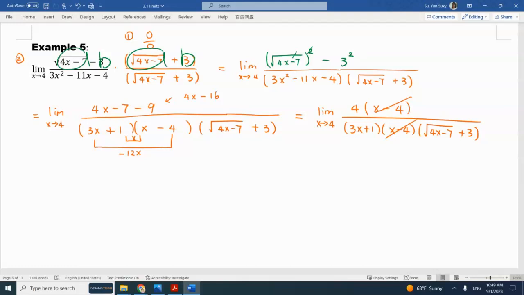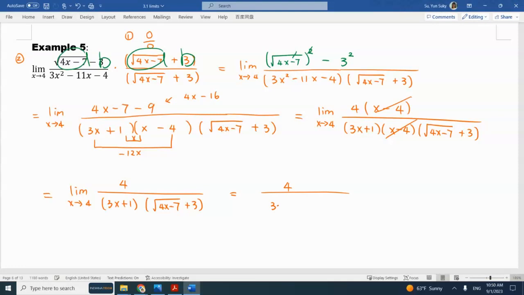See, this problem is like a combination of the two problems we learned before. The numerator, you multiply by the conjugate. The denominator, you need to factor out. But you see the bad guy, you cancel the bad guy, then you can plug in the number again. So we have 4, 3x plus 1, and the square root of 4x minus 7 plus 3. We can plug in 4 now.